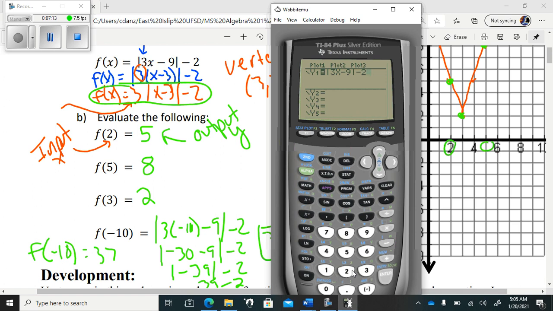and then you can look at your table of values and scroll to where x is -10. And you can see it is 37. Remember, you can enter your vertex form in here as well, and it helps you check yourself to make sure the function you wrote is mathematically equivalent to the original function.